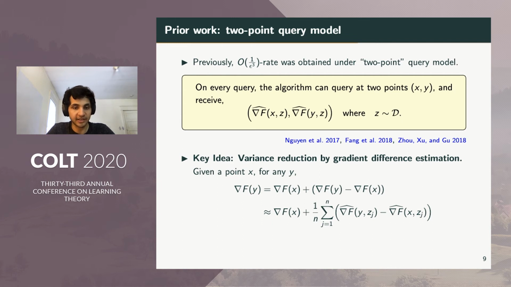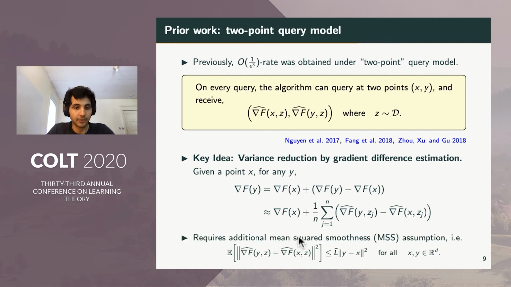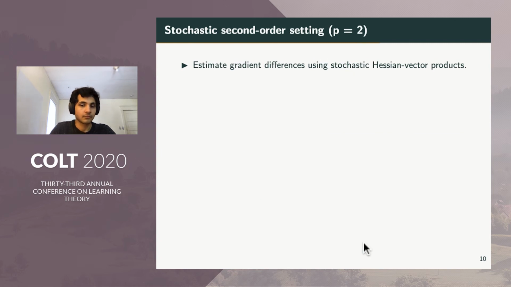Specifically, given the gradient at a point x, one can compute the gradient at some other point y by estimating the difference of the gradients between the 2 points. These works estimate this difference by an empirical average, which is feasible under the two-point query model. However, these methods require an additional assumption on the mean square smoothness of the stochastic gradient estimates. We also use the idea of variance reduction to get our improved rates in the fully stochastic setting.